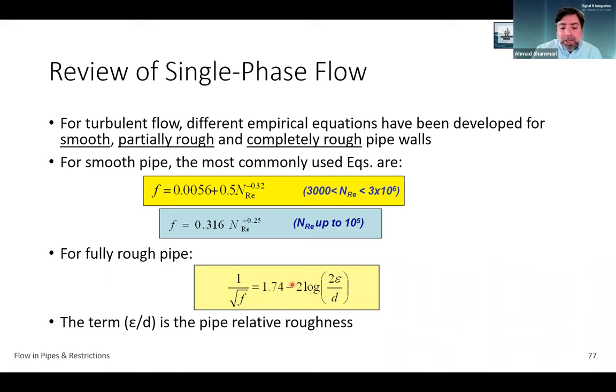For fully rough pipe, we are going to use this equation here. As you can see, this equation has 1 over the square root of the friction factor. That means if we need to solve this, we need to raise both sides to the power of 2, and this is what I'm going to show you in a moment. This term here is the pipe relative roughness, as I mentioned before.